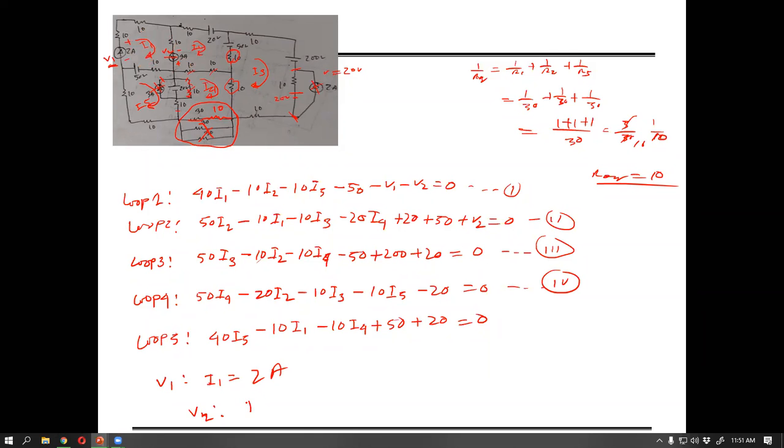I1 minus I2 is equal to 3. Okay, clear. So I1 is equal to 2, so I2 is equal to minus 1. Now you just assign this equation, and I1, I2, V1, V2 all must be needed. Okay, so this is the finish.